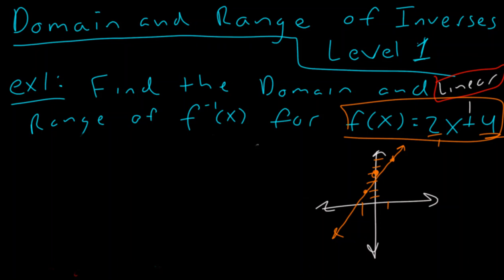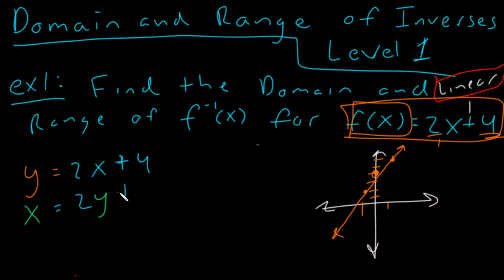Now, what about f inverse of x? Well, remember, to find the inverse function, we change f of x into y, and we'll say y is equal to 2x plus 4. And from here, we know that in order to get the inverse, we take our x and our y and we switch them. And so now x is equal to 2y plus 4.